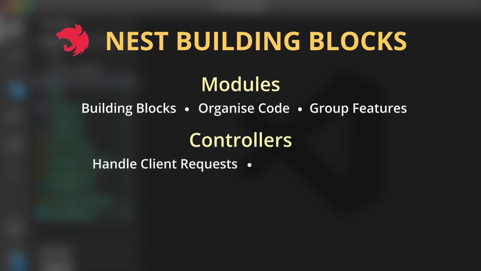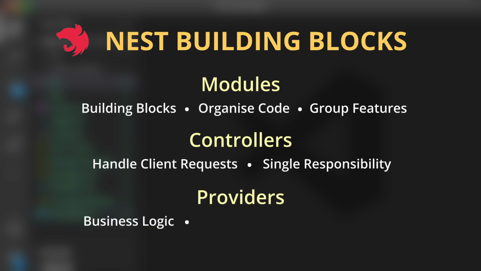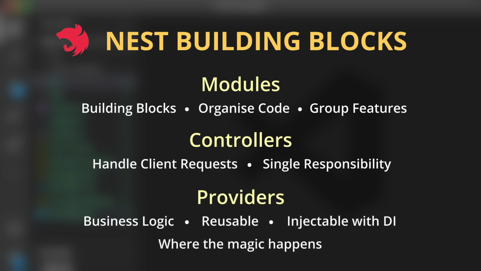Next, we have controllers. Controllers contain the functions that handle incoming requests and respond to the client. Finally, we have providers, and providers contain the business logic and moving parts of our project. They can be repositories, factories, helper classes, or services. Providers are reusable and can be injected directly into our controllers or into other providers.